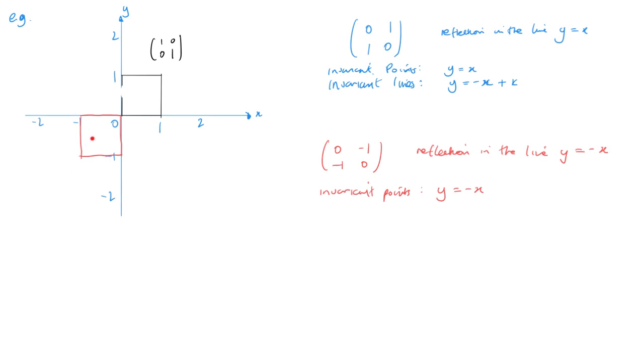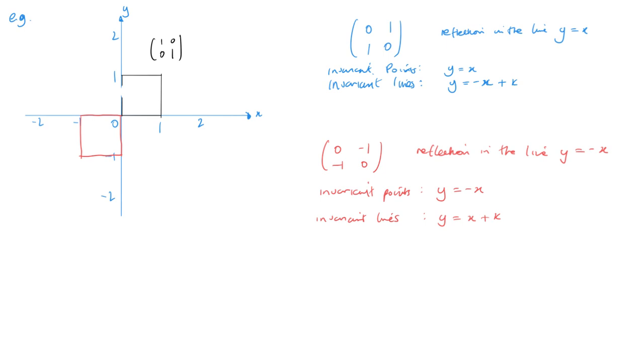And then invariant lines will be like this line. They reflect onto themselves, but obviously this point would reflect down here and this point would reflect up here. So invariant lines would be y equals x plus k, for this line and this line and this line and this line and so on. Okay, so these are all the reflections.